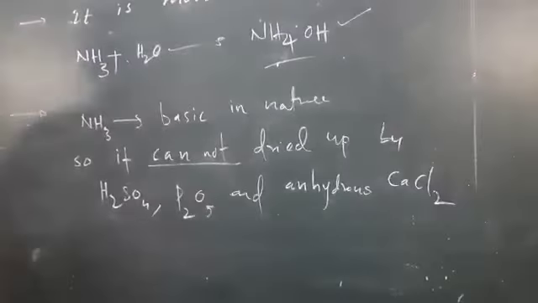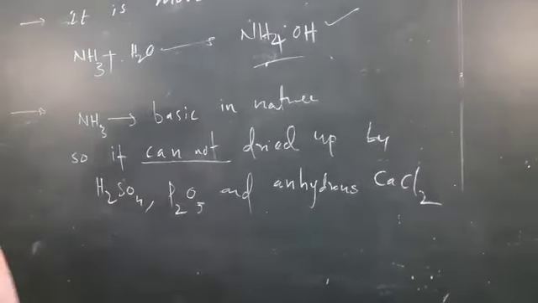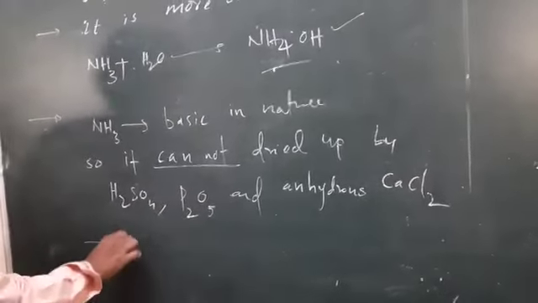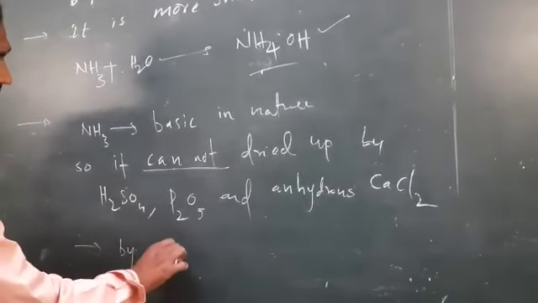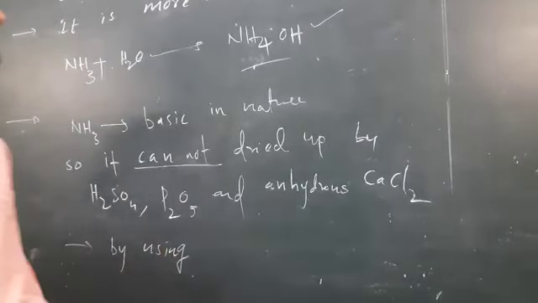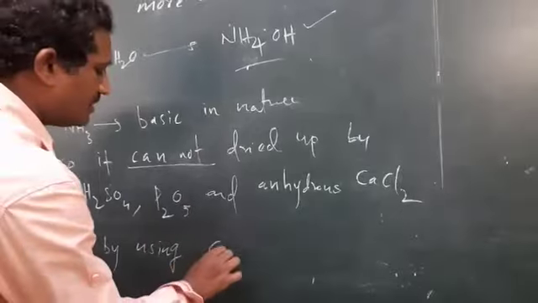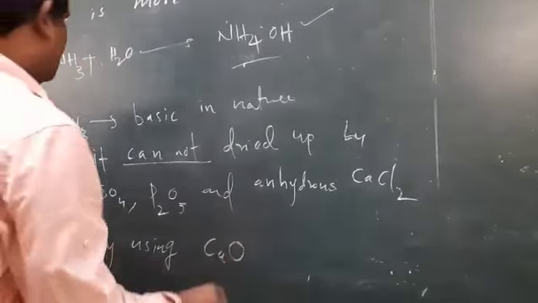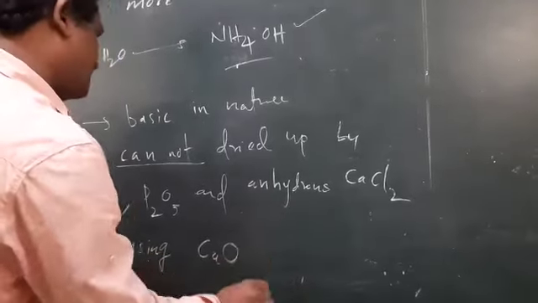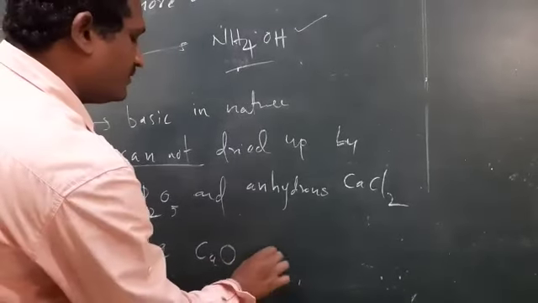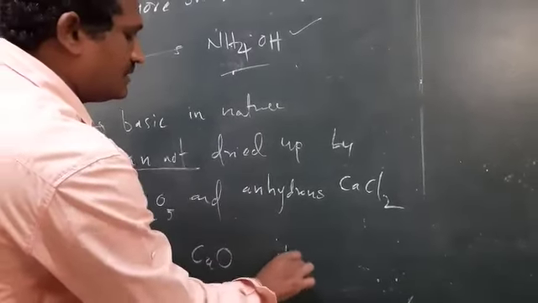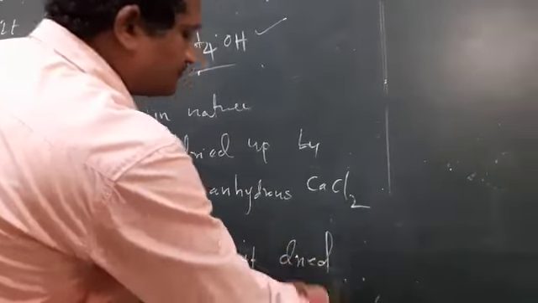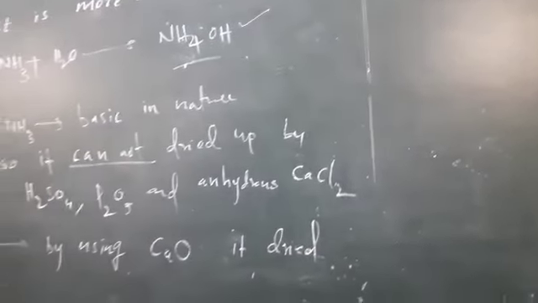So what reagent can we use to dry it? By using quicklime. Quicklime means calcium oxide. Using CaO, ammonia can be dried. Okay, now next.